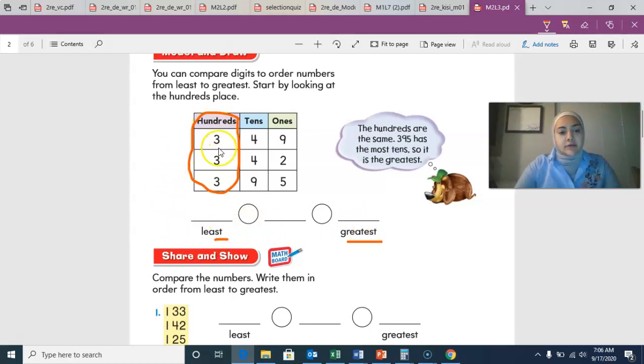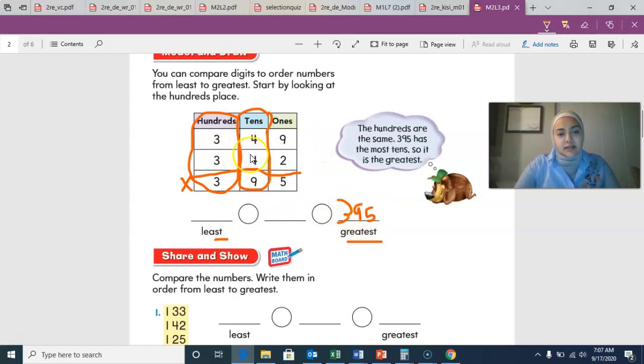All right, so in the hundreds place, they're all the same, right? What do I do next? I look in the tens place. Very good. So let's look at the tens place. In the tens place, 4 is smaller than 9. But Miss Youssef, there's 2 4s. I see that. So we know that this one is definitely not the smallest number. That's definitely the biggest number. So I can cross that out. That's going to be the biggest number. And if you want to go ahead and write it here, you can.